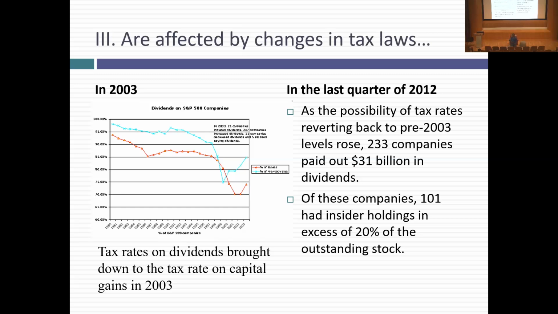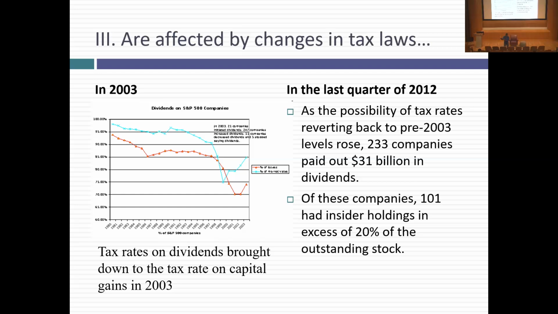So this passed in 2003, with a sunset to fix it up until 2012. Guess when they turned to it? The last 2 weeks of December 2012. So you're 2 weeks away. So the last quarter of 2012, we still had uncertainty.